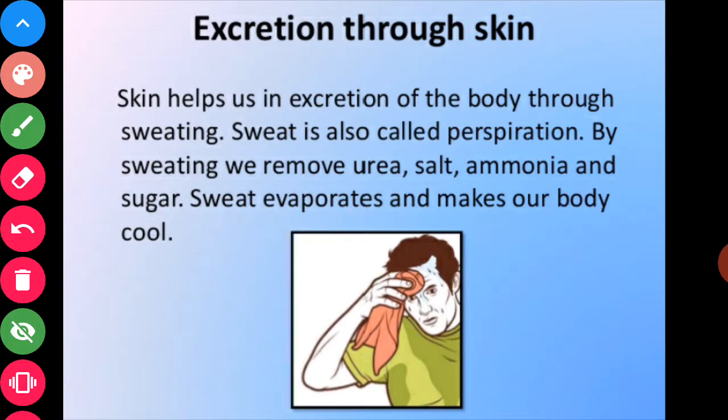Sweating is very important for human beings because it regulates the temperature of the body, and it keeps the body cool by losing heat with the evaporation of sweat. Sweat evaporates and makes our body cool. This is how excretion through skin takes place.